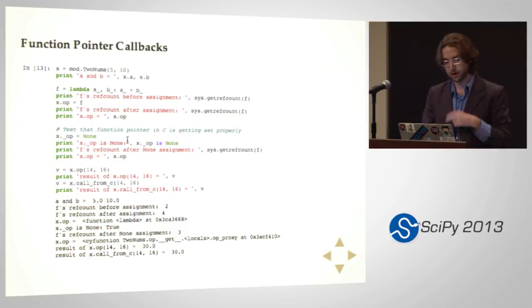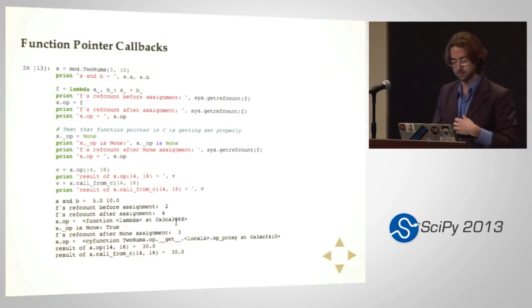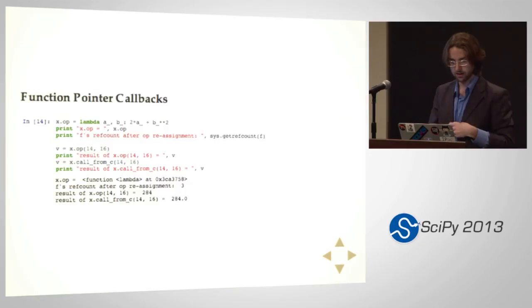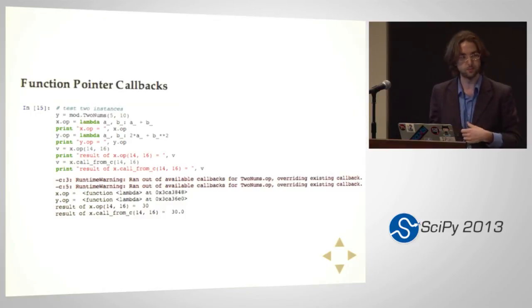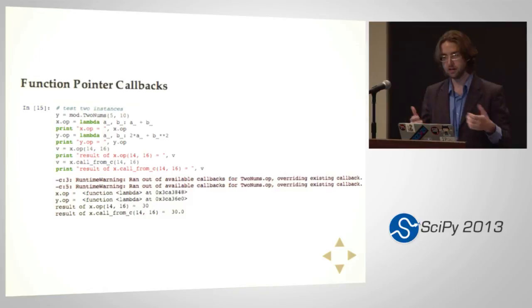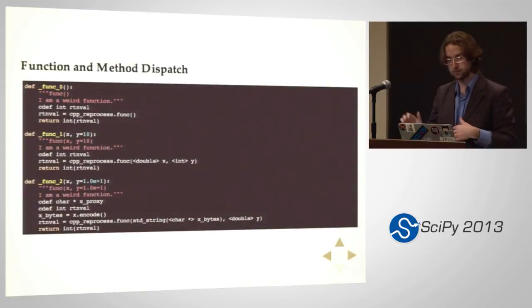And then if you delete the reference in Python to that object, there's still a reference retained on the underlying Cython implementation, and so it still gets executed. And this works even if you reassign, and if you have 2 instances of the same thing, they don't overlap each other's function pointers and callbacks and everything. So it's kind of nice. It does what you would expect. Here's the method dispatch. I'll skip this unless I have time at the end.